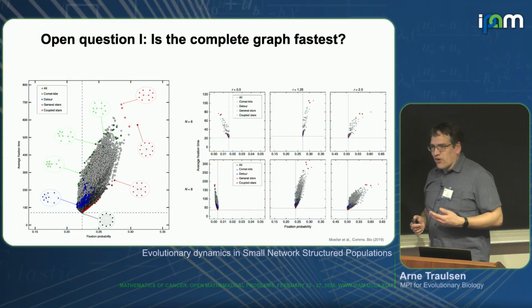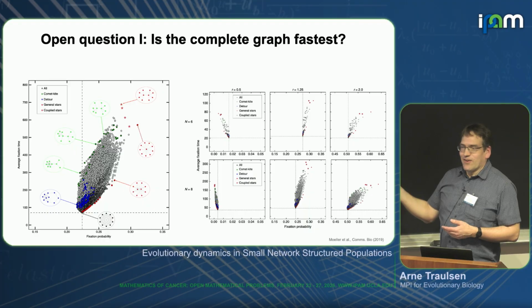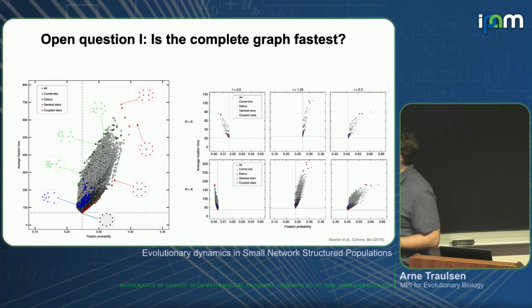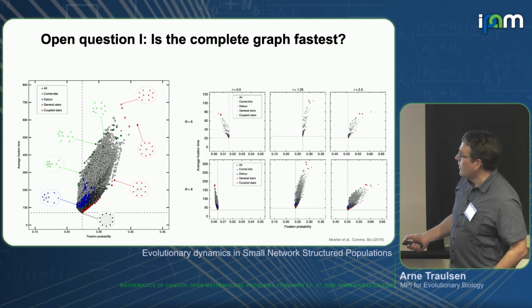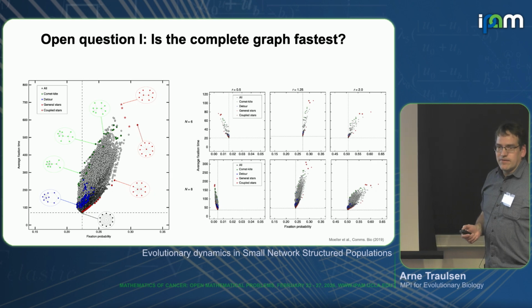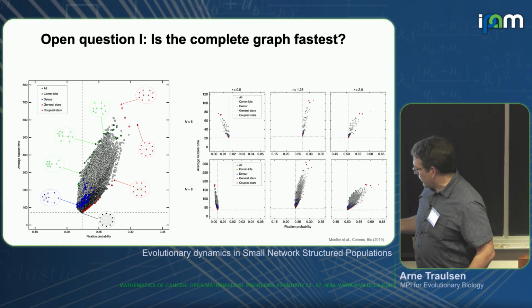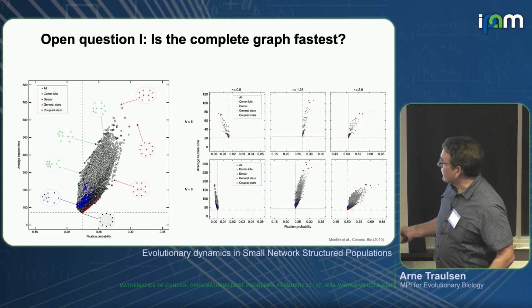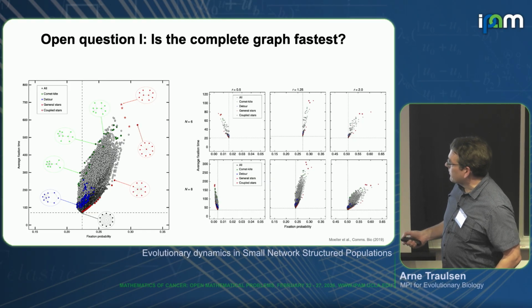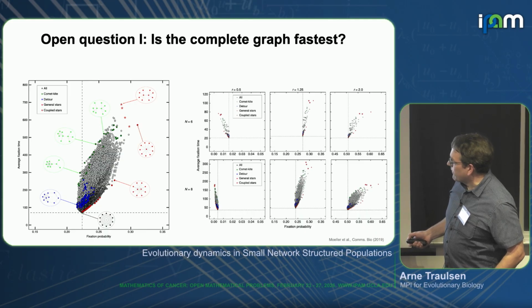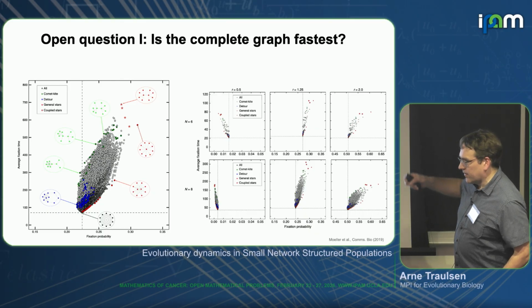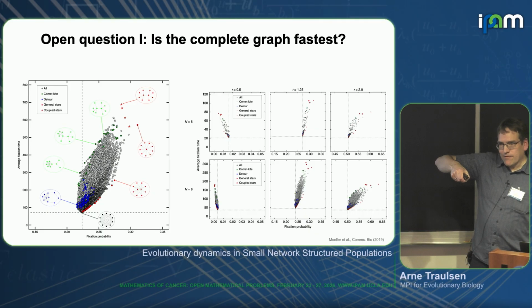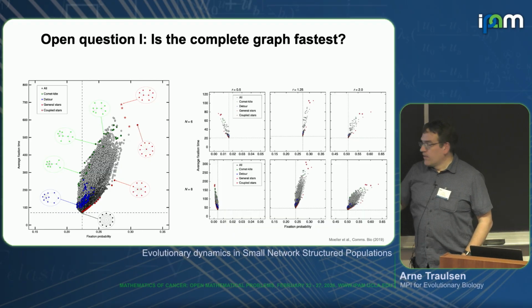So then we were encouraged to speak about open questions. That is actually an open question. Is the complete graph fastest? This is a plot of the fixation probability versus the average fixation time for all graphs of size 10. You can sort them, for example, the star graph that I had is here. And there's something we call a double star. There are graphs with a very small fixation probability. And we would like to know whether it's true that the bottom point of this graph is always the well-mixed population. This is size 10.